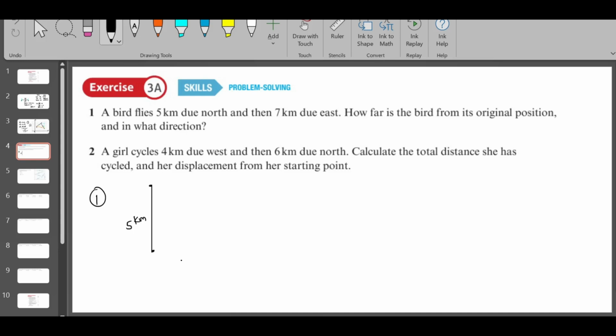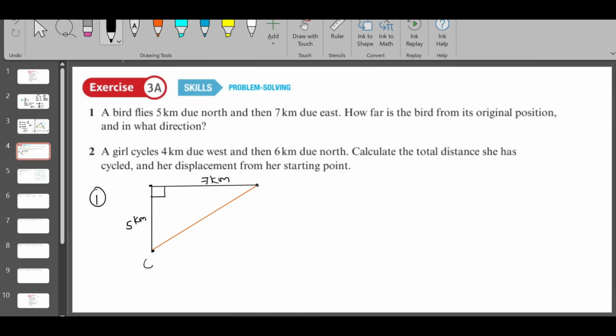And then 7 km due east. This is 7 km. How far is a bird from its original position? So you need to find this distance. Since it's a right angle triangle, you can use Pythagoras theorem.